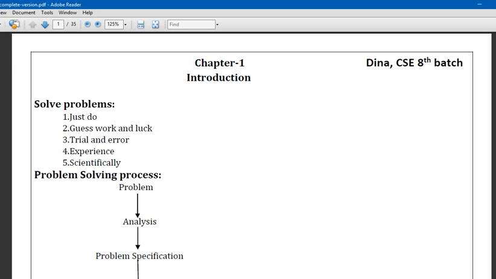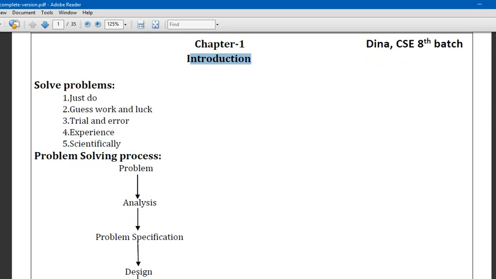Hello everyone. Today we are in chapter 1 of algorithm. And today we will learn about the introduction. Here those types of problems will be solved.